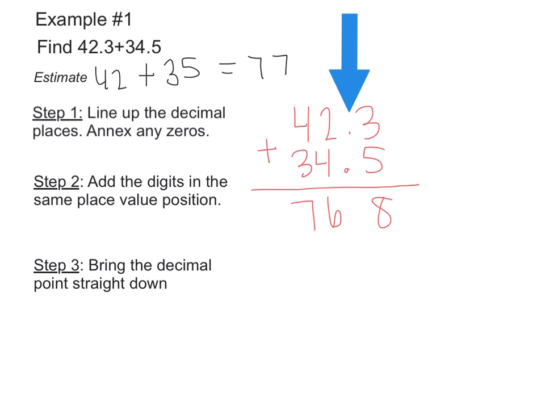Step 3. Bring the decimal point straight down. So our decimal point will be between the 6 and the 8. So our answer is 76 and 8/10. That means 42 and 3/10 plus 34 and 5/10 equals 76 and 8/10. Now we want to go back and see if it's close to our estimation. When we estimated, we got 77. 76 and 8/10 is close to 77, so my answer is correct.